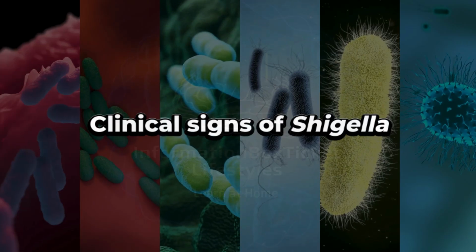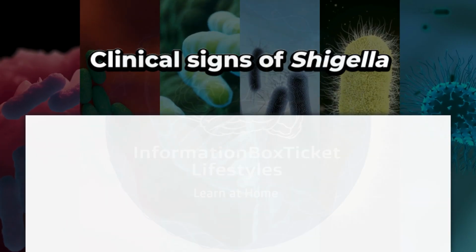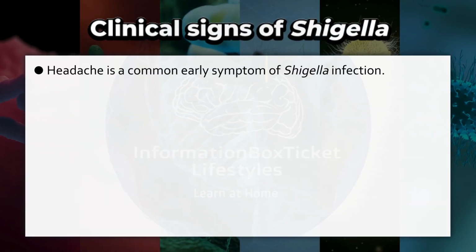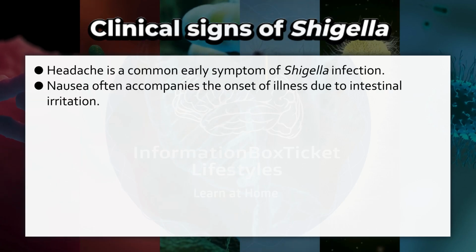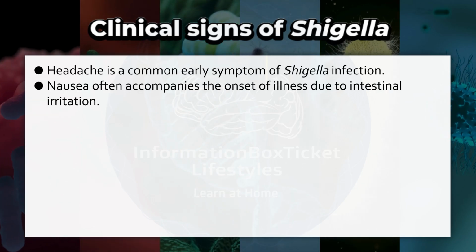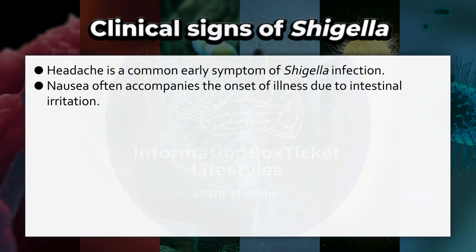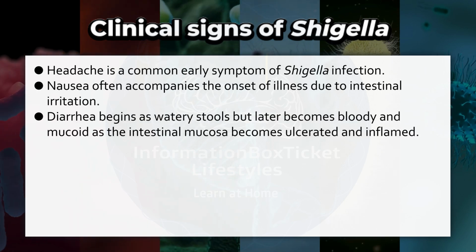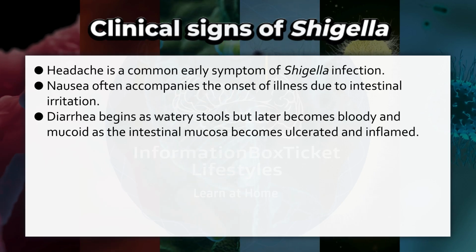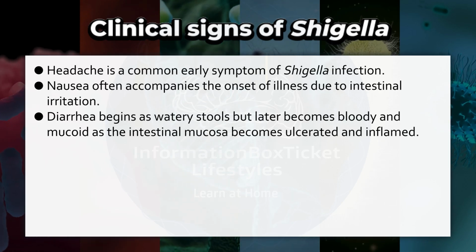Clinical signs of Shigella. Headache is a common early symptom of Shigella infection. Nausea often accompanies the onset of illness due to intestinal irritation. Diarrhea begins as watery stools, but later becomes bloody and mucoid as the intestinal mucosa becomes ulcerated and inflamed.